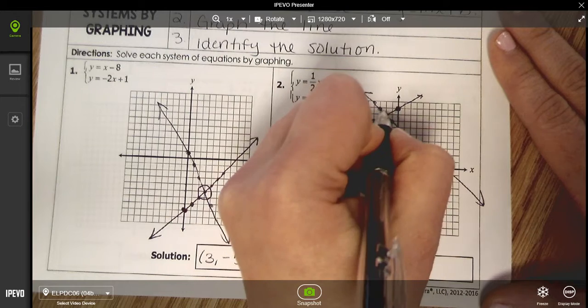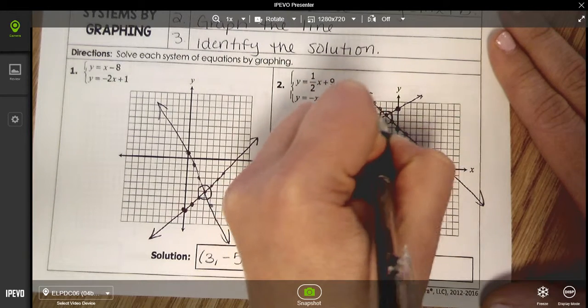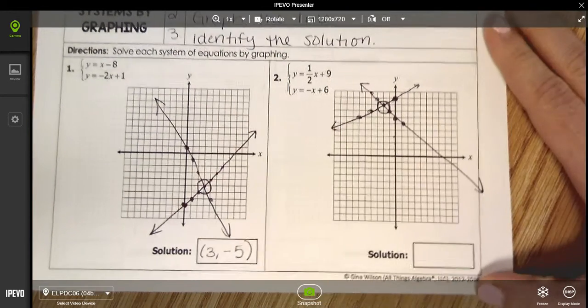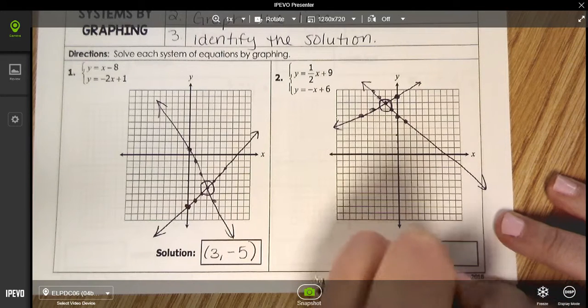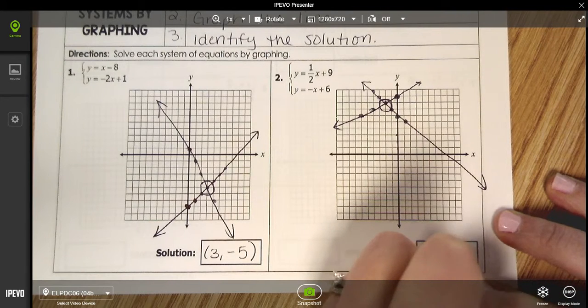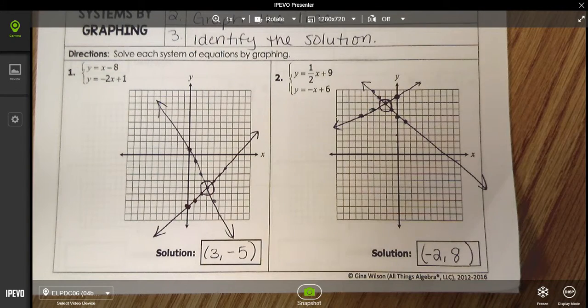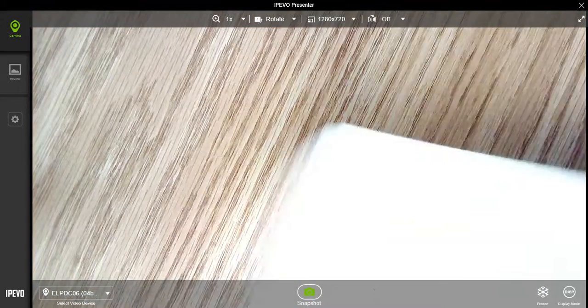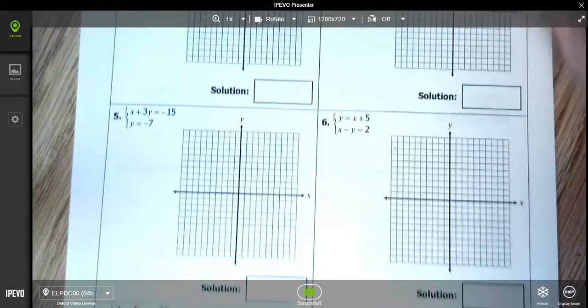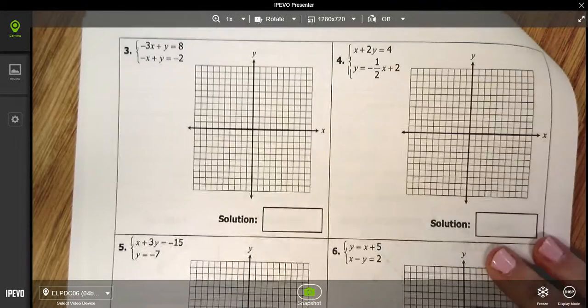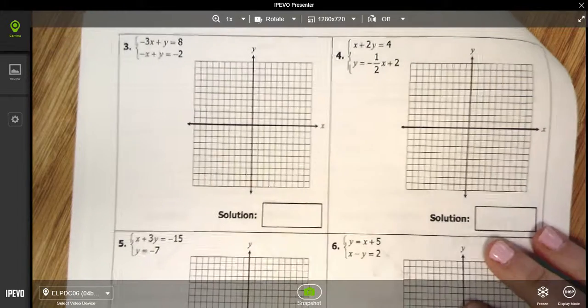So here, they intersect right here at this point. So our solution in this case is negative 2, 8. Don't forget, you always want to write it as a point in parentheses. So now if you flip over to the next page, you need to try numbers 3 through 8 on your own. And I will post the answer key online for you to double check your answers.